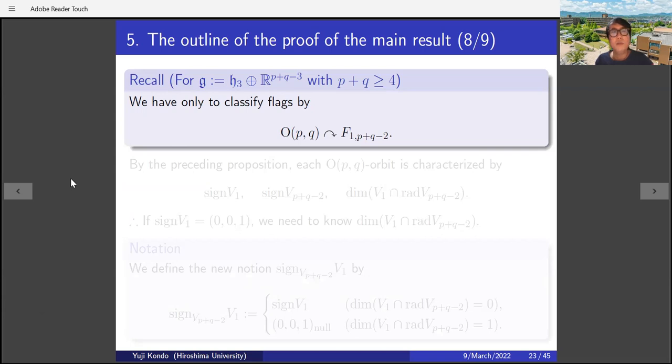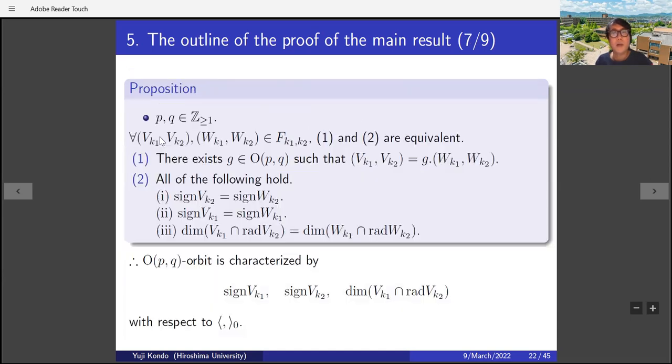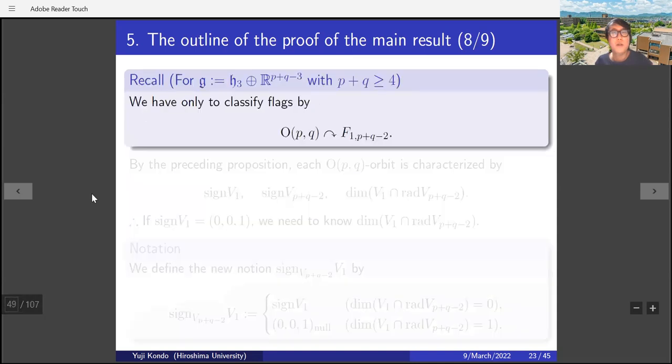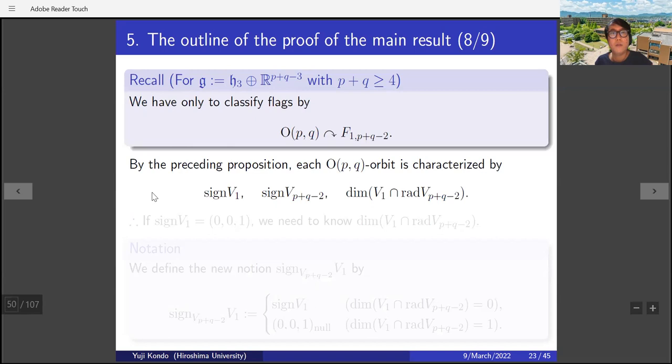Remember that we have only to classify flags by this action. And by this proposition, each OPQ orbit is characterized by sign V1 and sign V(P plus Q minus 2) and the dimension of the intersection of V1 and radical V(P plus Q minus 2).